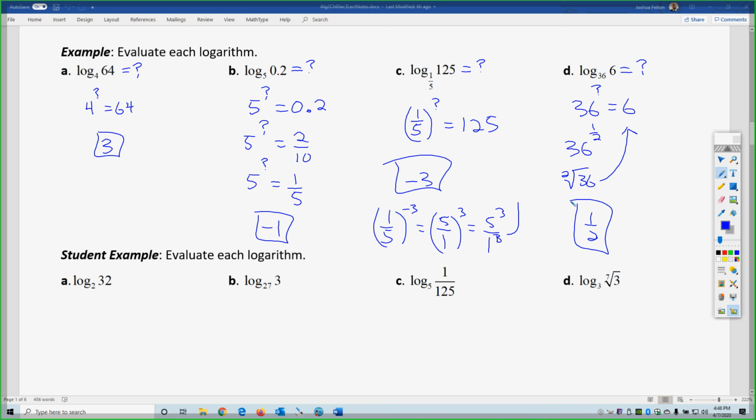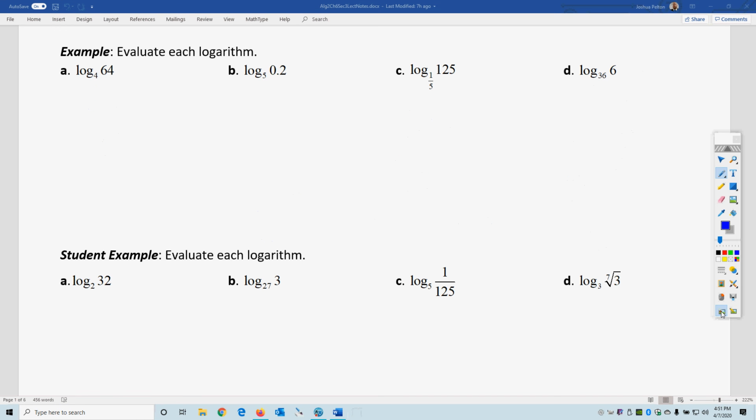So you're either going to have positive whole numbers, negative whole numbers, or fractions. The negatives are going to flip you top to bottom or bottom to top. The fractions will make you smaller with radicals, and the whole numbers will just make you larger. Pause the video, try the student problems for yourself.